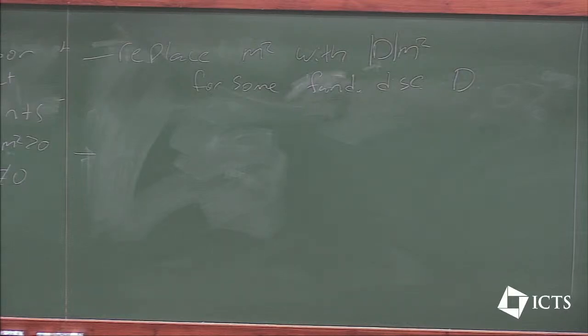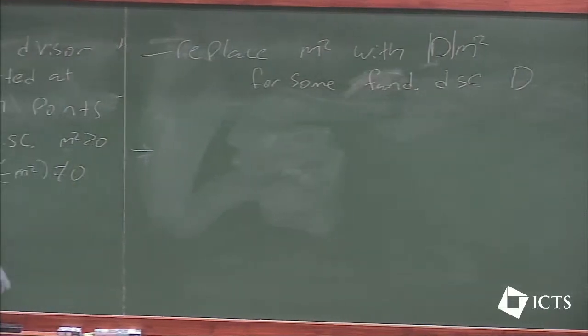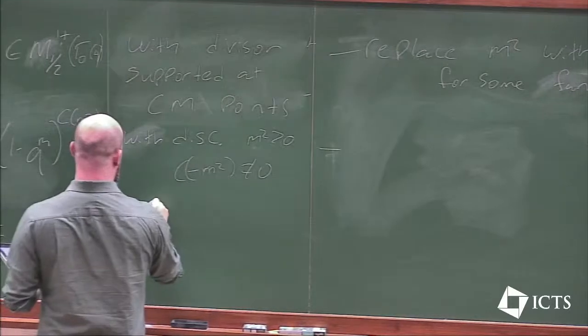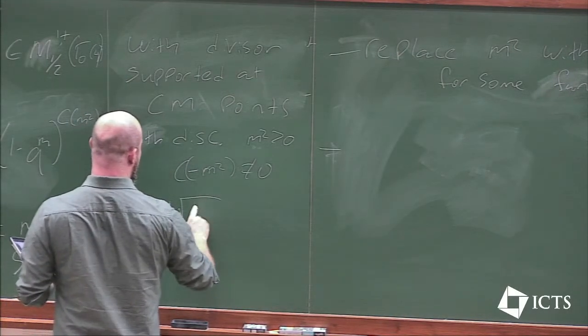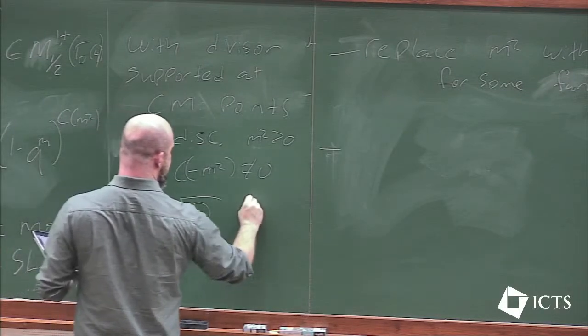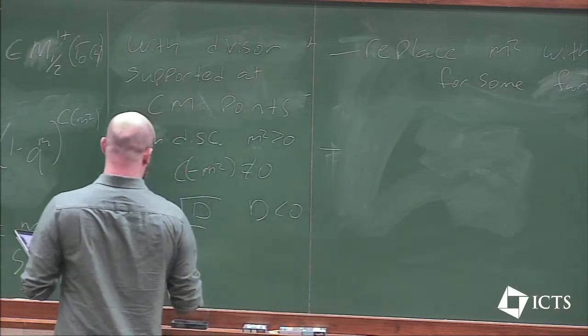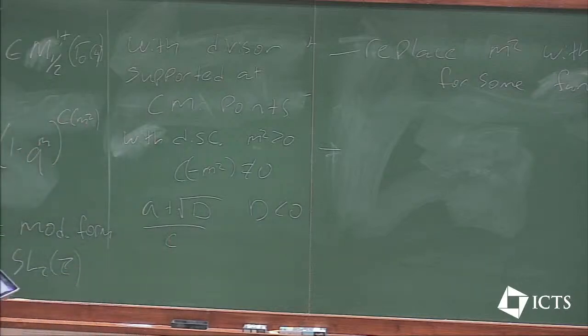So, supported at CM points with discriminants. Okay, so the discriminant of a CM point. A CM point is going to be something of the form (A plus the square root of D), where D is negative, divided by C, something of this form, okay?